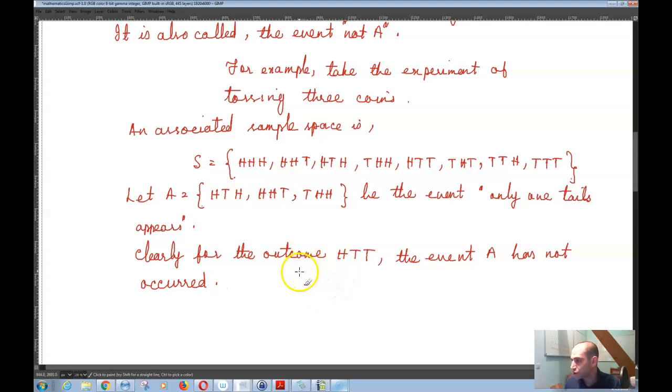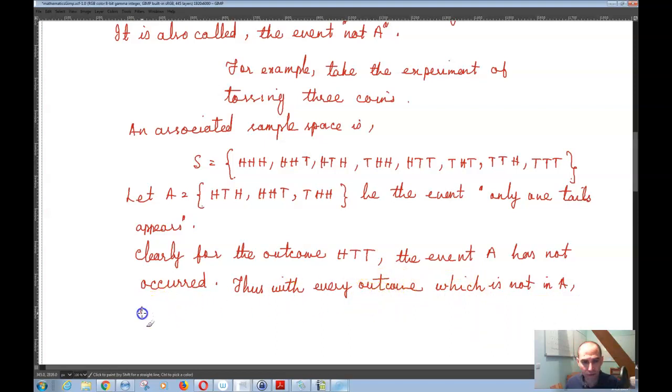Thus, with every outcome which is not in A, we say that "not A" occurs.